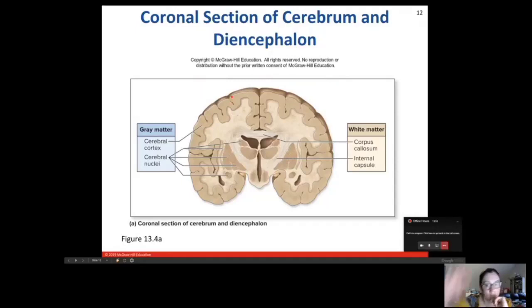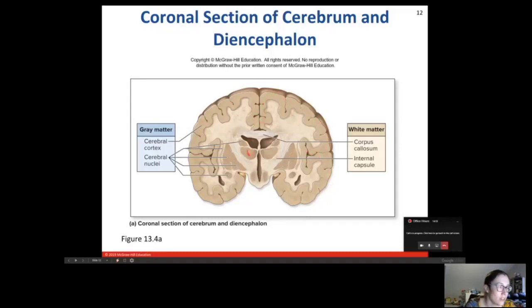So if we look here, this is going to be taking a frontal slice of the brain. So we're dividing the body into anterior and posterior parts. If we took a slice right through, we can see that the very outside here is going to be gray matter, and that's going to be the cerebral cortex. And this is where a lot of our thought happens, right? These are all the cell bodies in the cerebral cortex.